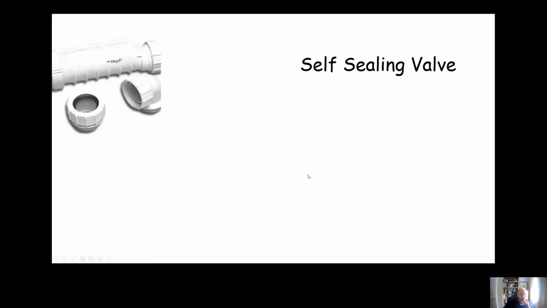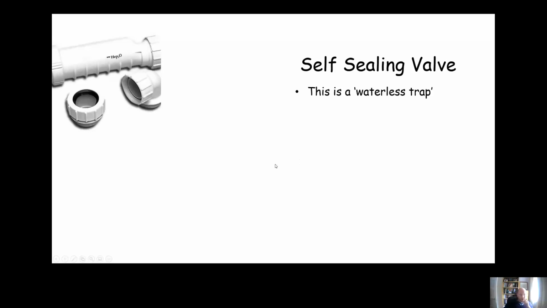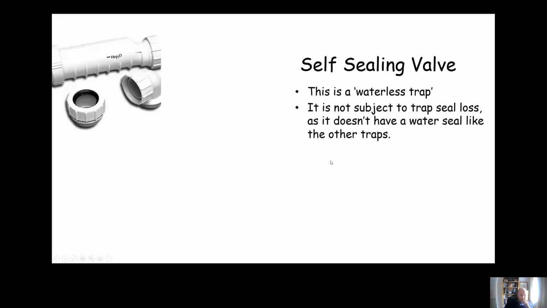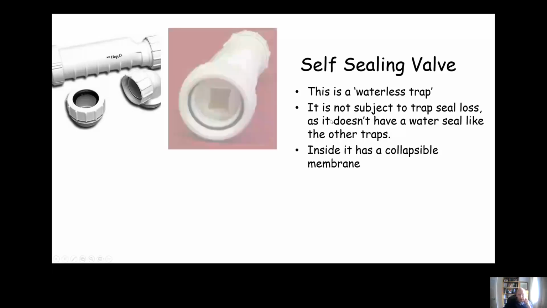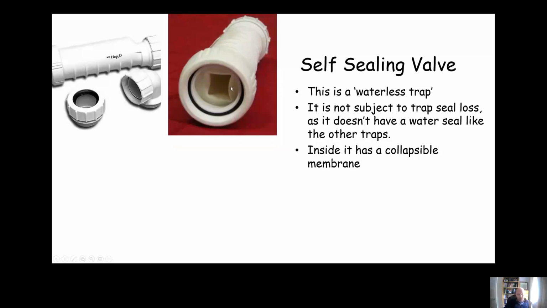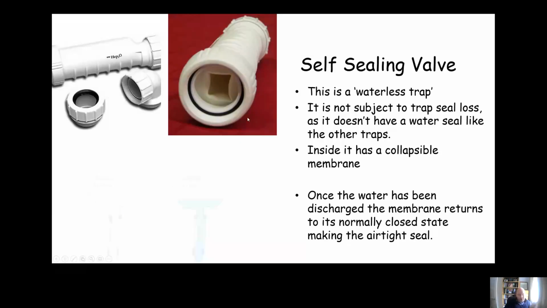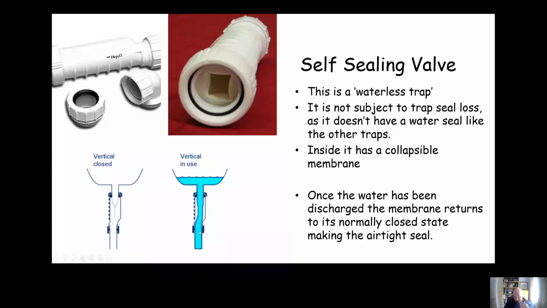Okay, self-sealing valves. So this is our waterless traps that we sort of talked about previously. It's not subject to trap seal loss because it doesn't have a trap seal. It's got a membrane inside it, which will be squashed together, closed when not in use, and then as the water flows through it, it pushes the membrane open and allows it to push through.